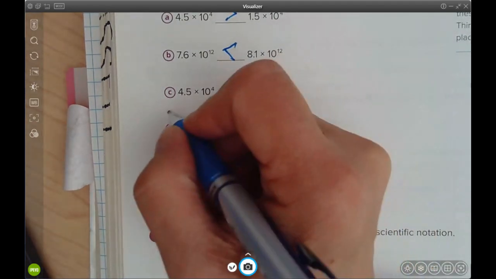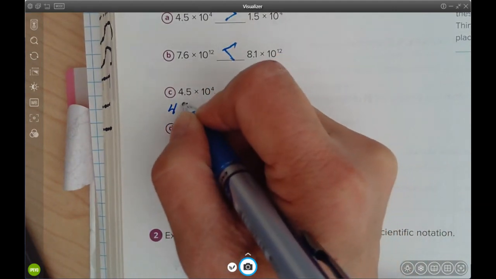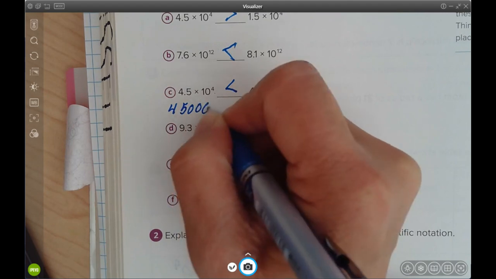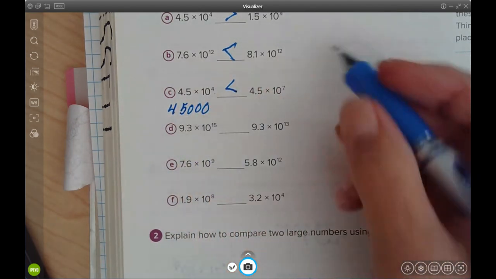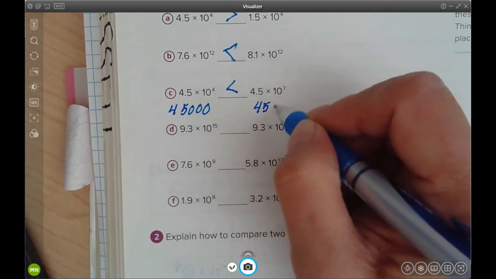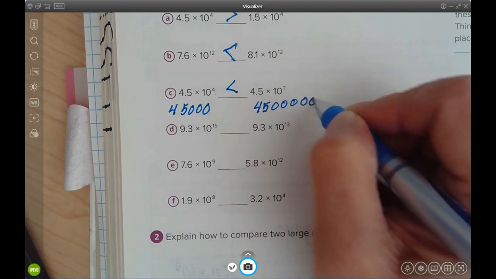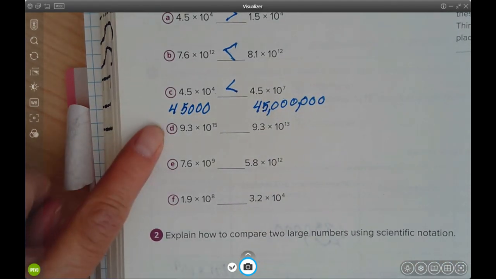And if you wanted to, you could write them out. 4.5 times 10 to the fourth. Remember, I'm moving my decimal 4 places, is 4,500. And if it's to the seventh, 1, 2, 3. So you can always write out to check your work. So this is the smaller.